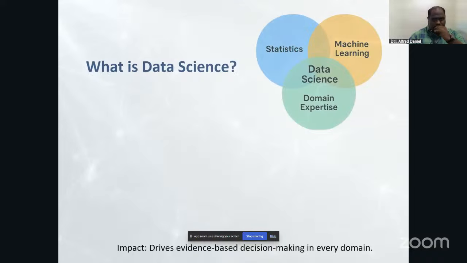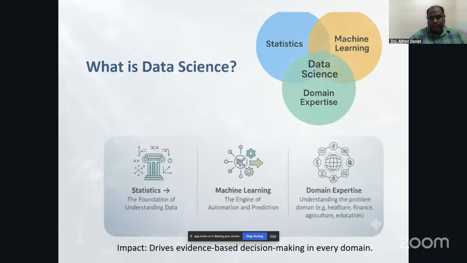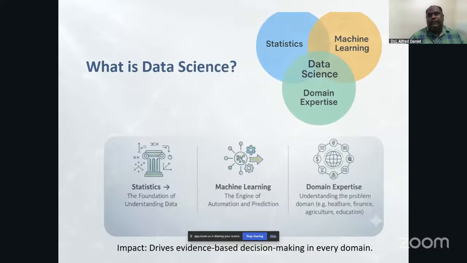As I already told you, first we'll see data science from an application perspective. These three are the integral components. First one is statistics. Next one is machine learning. The third one is domain expertise. What is statistics? That is important, which is the foundation of understanding data. For understanding the data or information, a clear framework is required, that is statistics. Next comes machine learning, which is the engine of automation and predictions, where it powers your automation and predictive analytics.